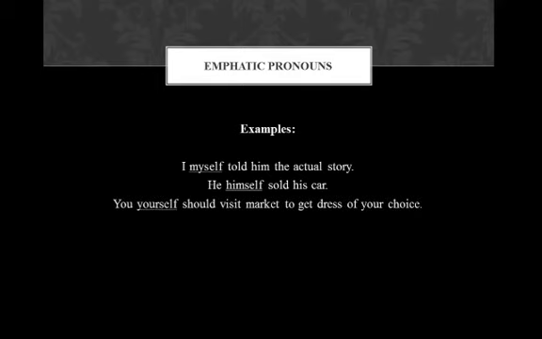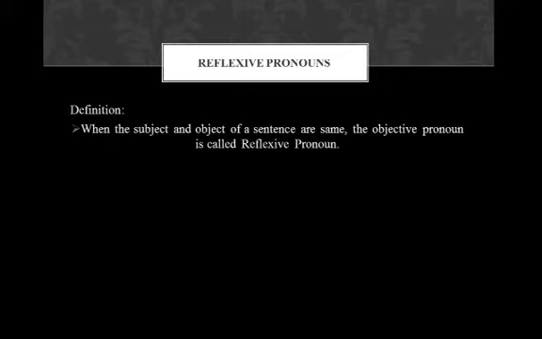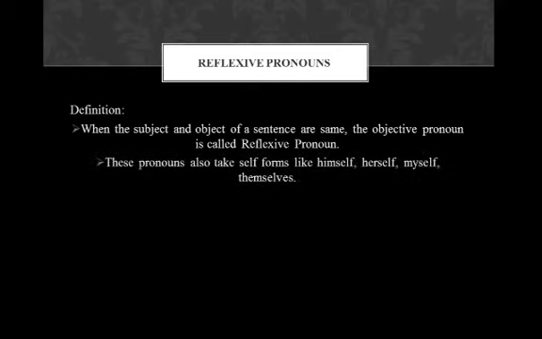In these statements, if I say I saw myself, I is the subject. And what is the object? I saw what? Myself. So myself is the object. He saw, he is the subject. Himself in the mirror, himself is the object. Meaning the subject is the doer of an action, and the object is the thing on which the action is done. If both are the same, the objective pronoun is called a reflexive pronoun. These pronouns also take the self form like himself, herself, myself, themselves. As I discussed earlier, I saw myself in the mirror. She saw herself in the mirror. So they take the self form.